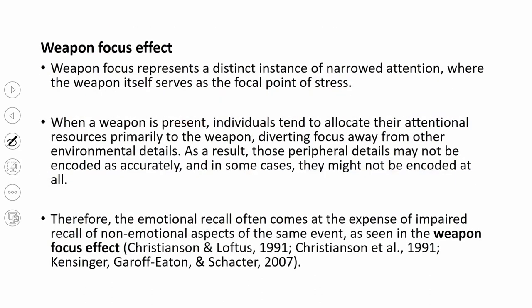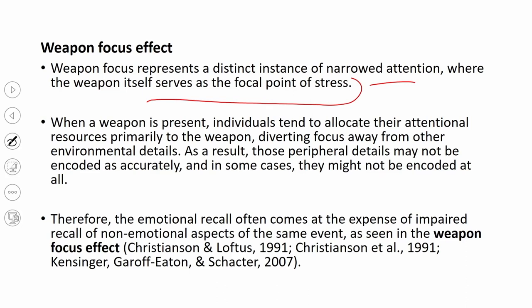One aspect of narrowing of attention is called the weapon focus effect. Weapon focus represents basically a distinct case of narrowed attention, where the weapon itself serves as the focal point. So, especially in a crime situation, when people have weapons, the whole focus goes to the weapon itself, because this is the most significant thing in the whole environment. People's whole life gets threatened because of the weapon itself.